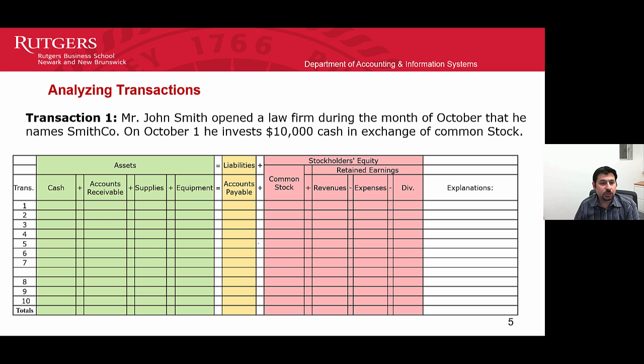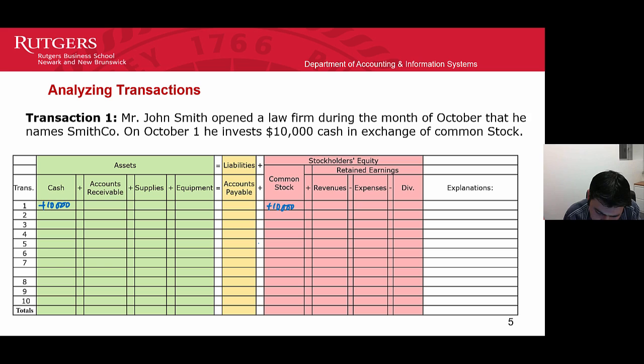So the first transaction is where Mr. John Smith opened a law firm during the month of October that he names Smithco. On October 1st, he invests $10,000 cash in exchange of common stock. So the company, Smithco, received cash in the amount of $10,000, which means that the cash has increased by $10,000. So we add $10,000 to cash, and that was in return of common stock.